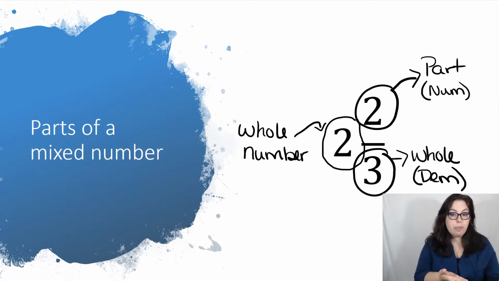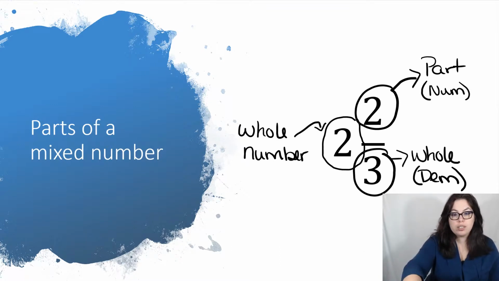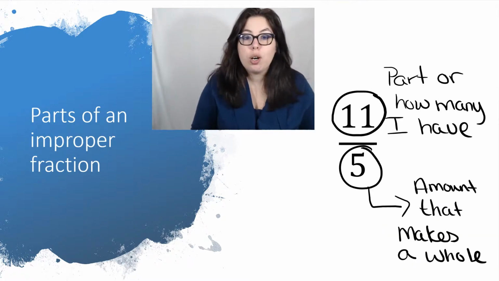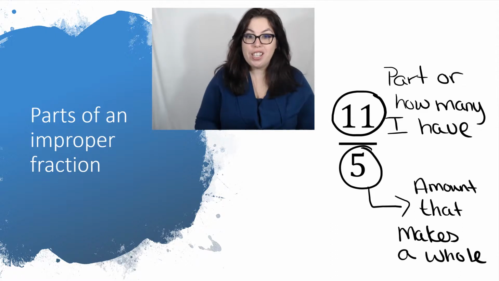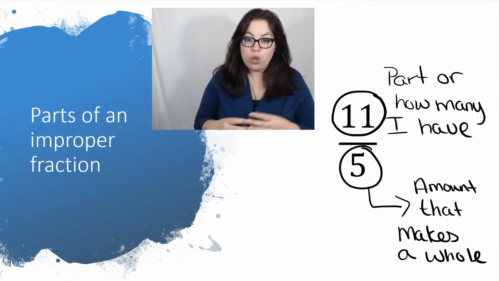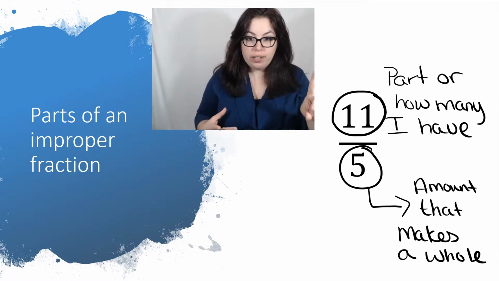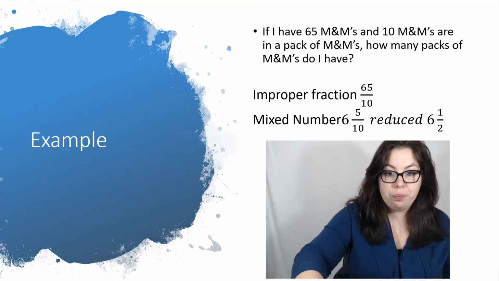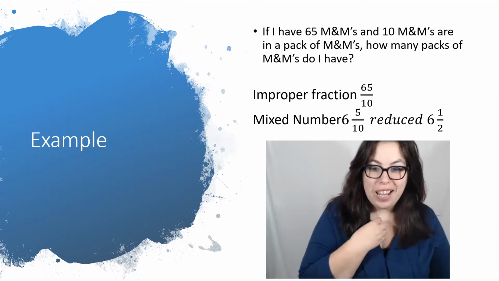All right, so these are the parts of a mixed number. I have my whole number, which goes in front of the fraction, and then you have your fraction. The top is always the part, the bottom is always the whole. In an improper fraction, the part is bigger than the whole. So the part is still on top, that's how many I have, and the whole is still on the bottom, and that is the amount that makes 1 whole number.